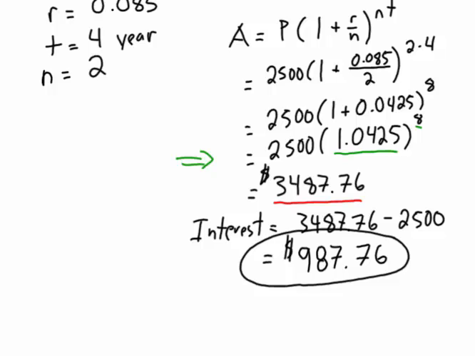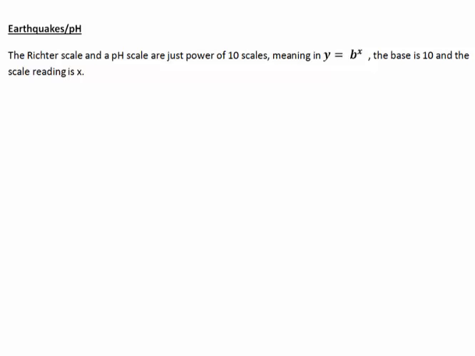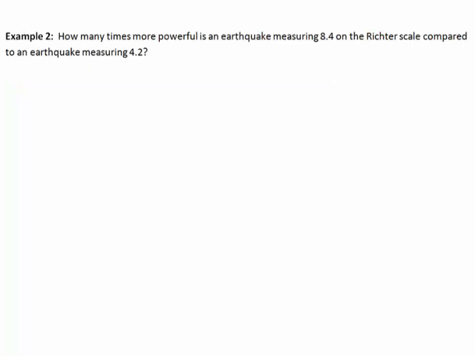Let's try another common type. And this deals with earthquakes or pH. The Richter or pH scale are really just power scales of 10. Meaning, in the function y equals b to the x, the base is 10 and the scale reading is x. So the important point here is to notice that the x value, the exponent, is the scale reading. Either the value on the Richter scale or the value on the pH scale.